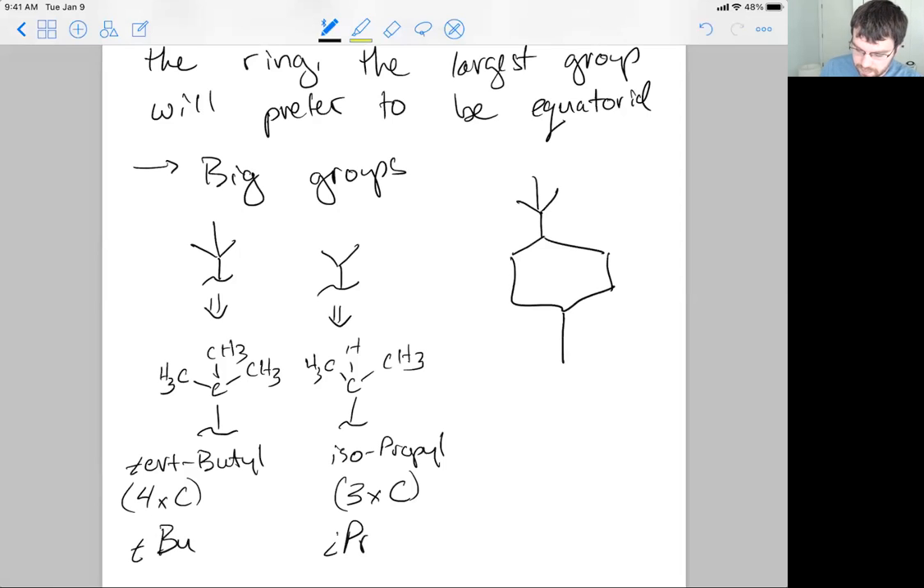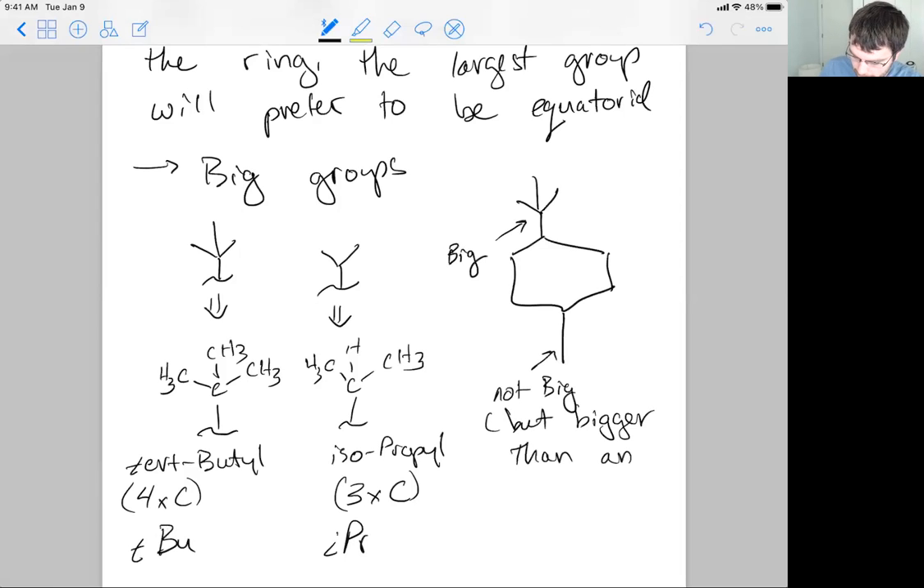And so between these two groups, you would say this is big, this next group is not big, but it is bigger than, excuse me, bigger than H. Okay, so the tert-butyl group, if you see it present on a ring, you assume that it's the big group. And when we're looking at something like 1,3 diaxial interactions, you'll want to think about it as the big group. That is something that we prefer to be equatorial.